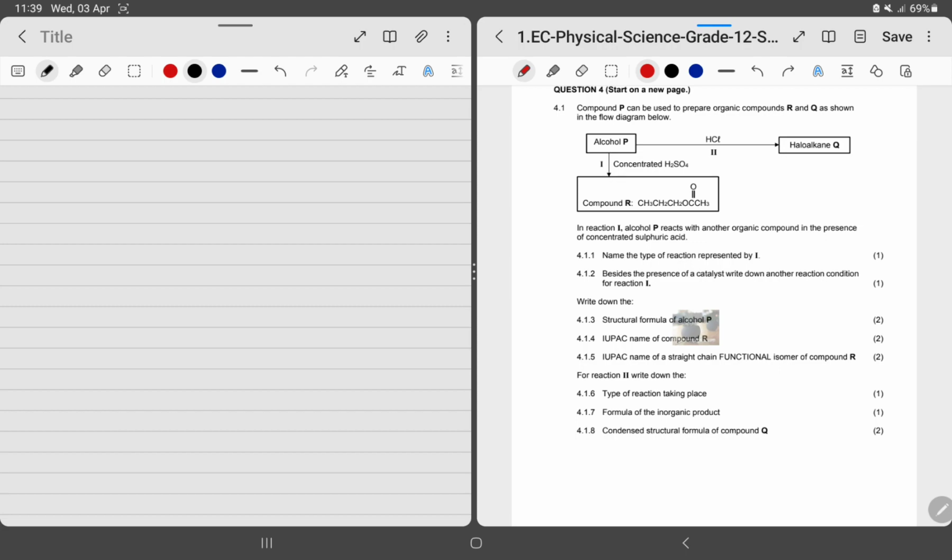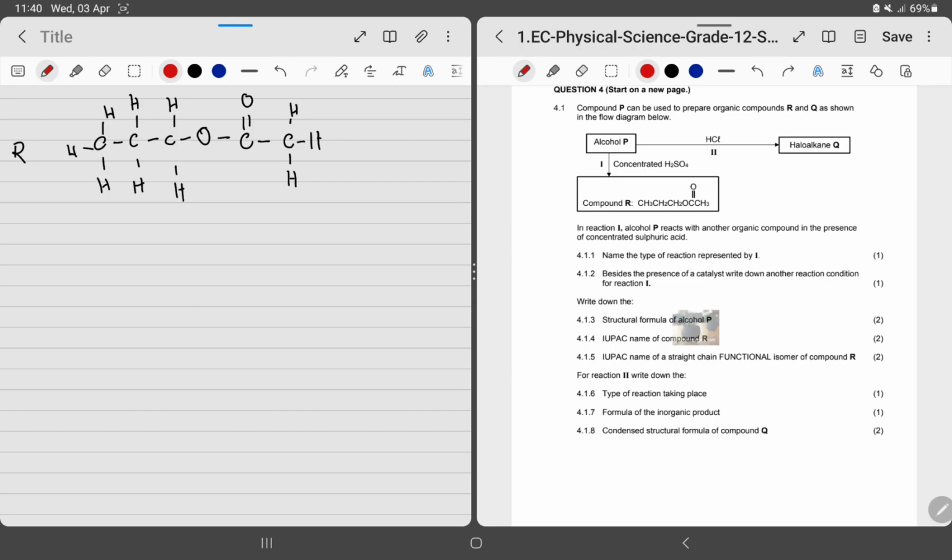Okay, so I am going to start with compound R because I know that for esters I need an alcohol as well as a carboxylic acid in order to produce the corresponding ester. So that is where I have the most information. So I'm going to write compound R in structural formulae. So this is CH3, CH2, CH2, 1, 2, 3, and then I have an oxygen there, I have a carbon, and then I have CH3. This is compound R.